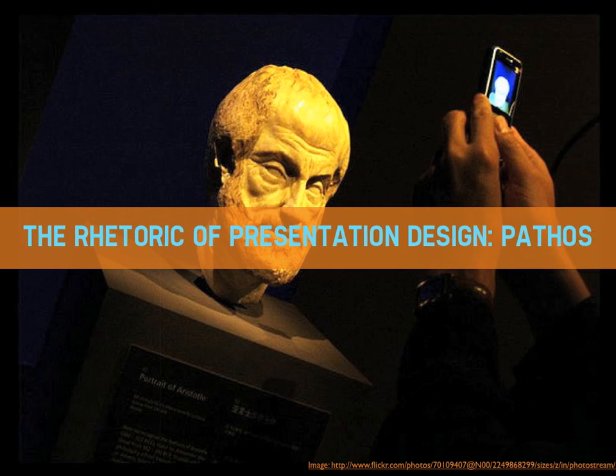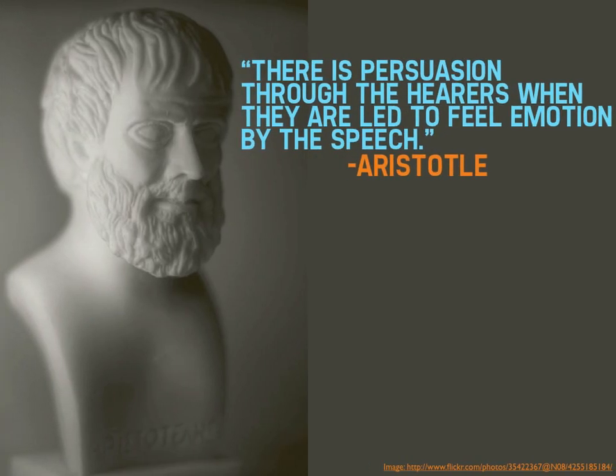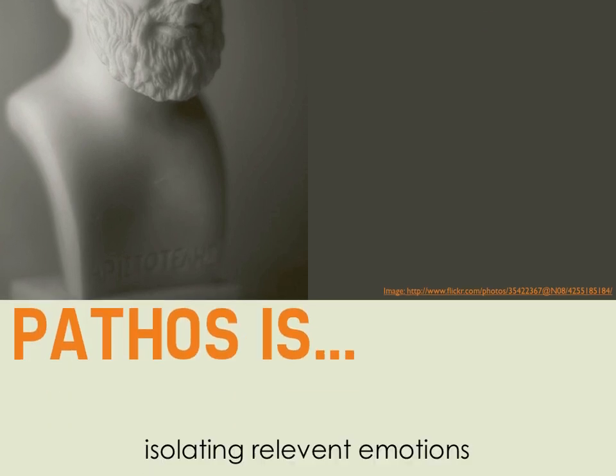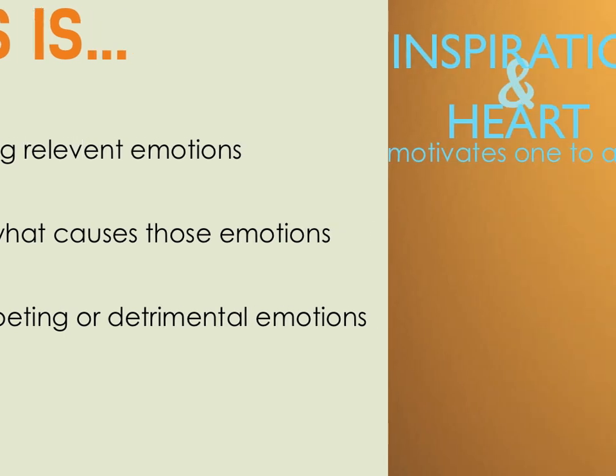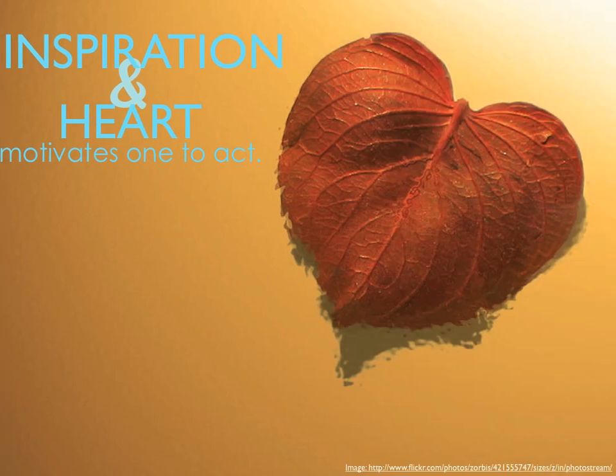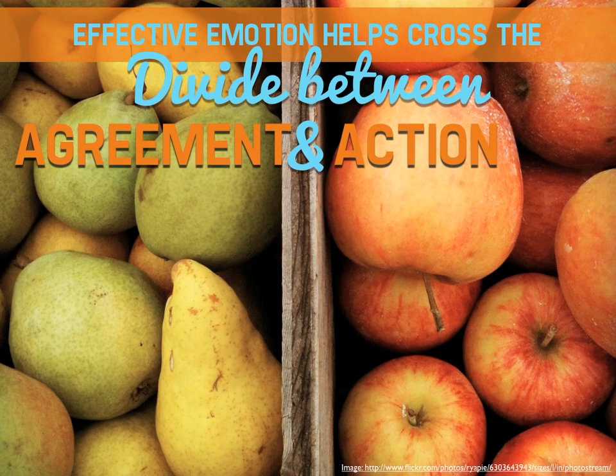According to Aristotle, there is persuasion through the hearers when they are led to feel emotion by the speech. Pathos is the art of isolating relevant emotions, determining what created those emotions, and getting rid of competing or detrimental emotions. Above all else, inspiration and heart motivates one to act, surpassing the effects that a knowledgeable, credible speaker can have on their own. Additionally, effective emotion helps cross the divide between agreement and action.